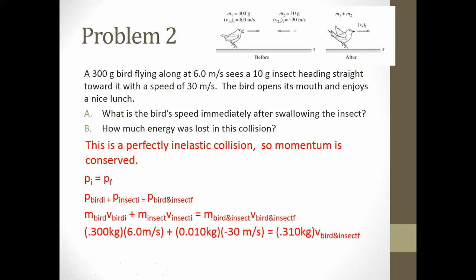We put in the values that we know. The bird's mass, its initial velocity, the insect's mass, its initial velocity. And now we have a combined mass at the end because the two are traveling together, and we're solving for the velocity of the bird and the insect at the end. We're going to combine terms and simplify and solve for the velocity of the bird and the insect, and we get a final velocity of 4.8 meters per second. So you can see that the bird started at 6. When it ate the bug, it slowed down to 4.8 meters per second.